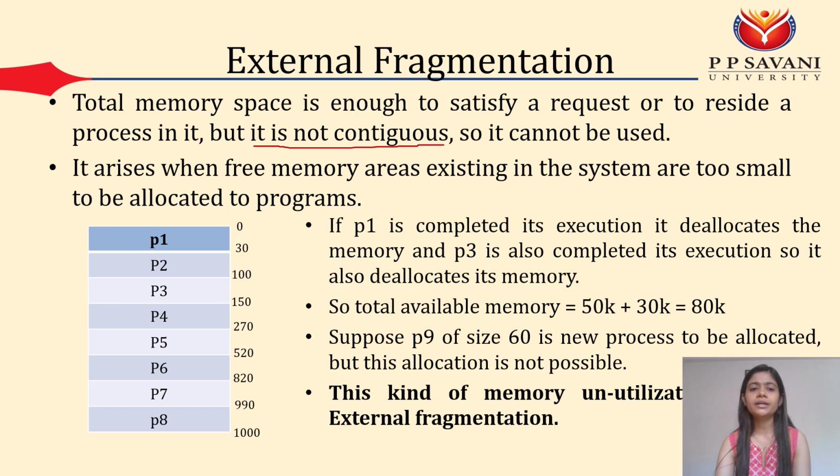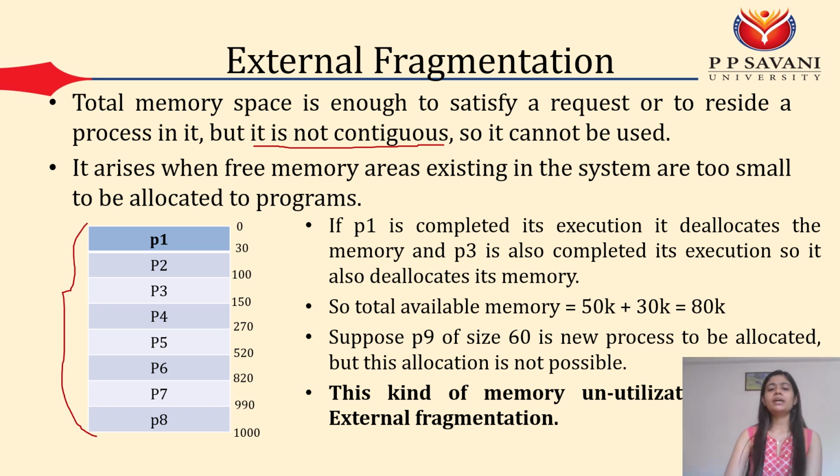Let's say this is the current allocation of main memory. We have allocated processes P1 to P8 into the main memory, and the size of each process as well as partition is mentioned here. Now let's say P1 completes its execution. Obviously, when P1 completes its execution, it will deallocate the space already allocated to it. So P1 leaves this partition, and the size of this partition is 30 MB. That is going to be free.